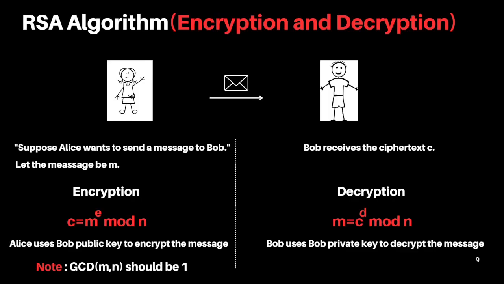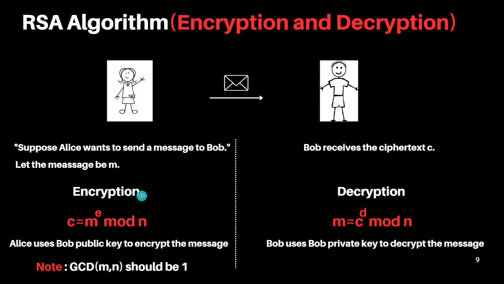And next we'll be seeing how Alice is encrypting the message, and after receiving the message, how Bob is decrypting it. We'll be seeing that now. So suppose Alice wants to send a message to Bob. Then let us assume that the message is a variable M.